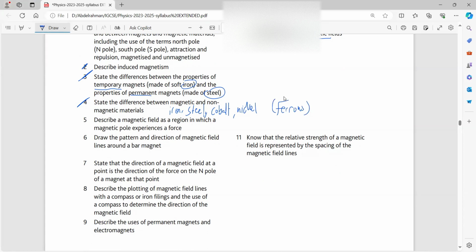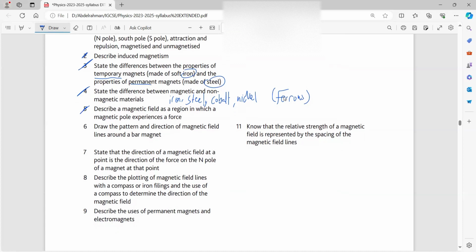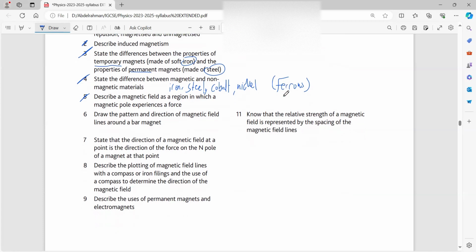Describe a magnetic field as a region. What's a magnetic field? It's a region around a magnet in which other magnets experience a magnetic force. Other magnets will experience some sort of magnetic force, either repulsion or attraction. Any magnet that enters the field of another magnet will experience some sort of force.